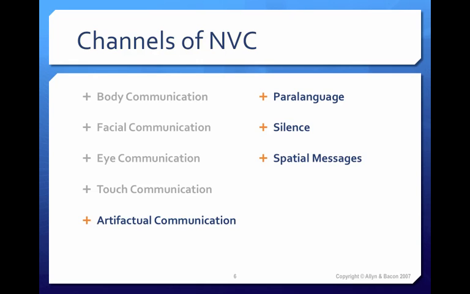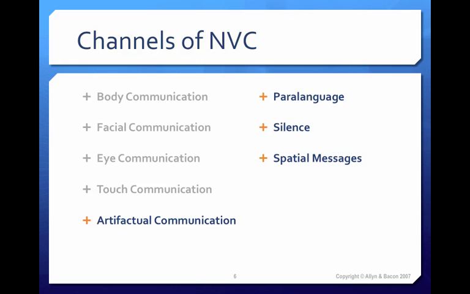Artifactual communication is the next channel of communication, and this consists of the clothes you wear, the jewelry, your hairstyle, perfume, cologne. Any of those are artifactual communication. So what are the types of earrings that you wear? What are the colors that you wear? There's a funny little segment on 161 about how we use colors to communicate certain phenomena.